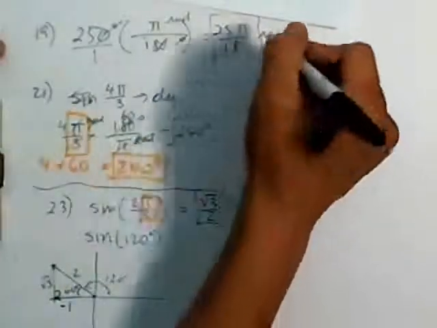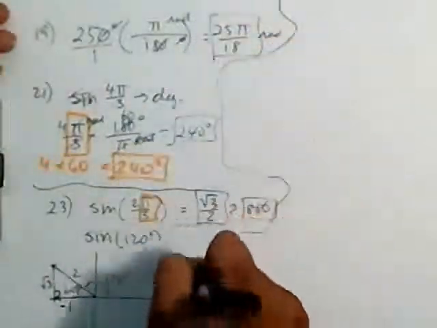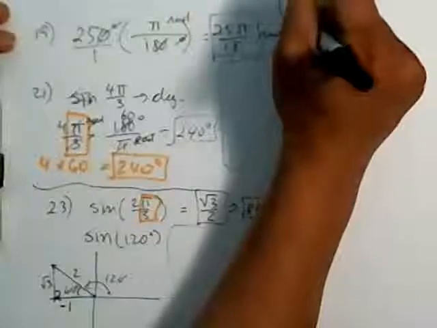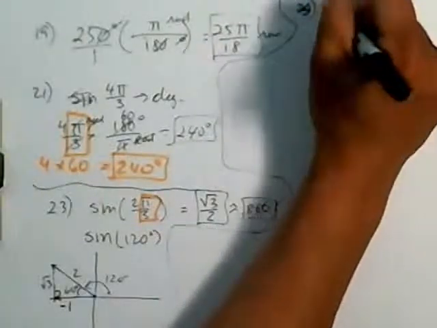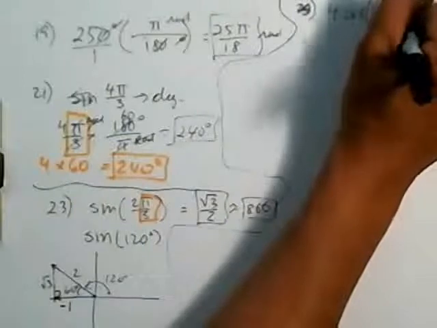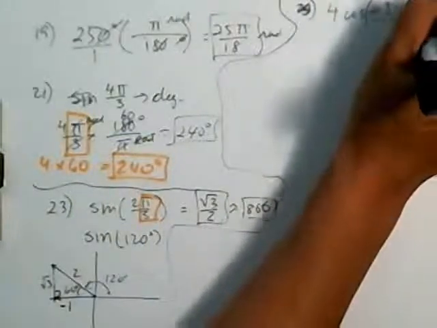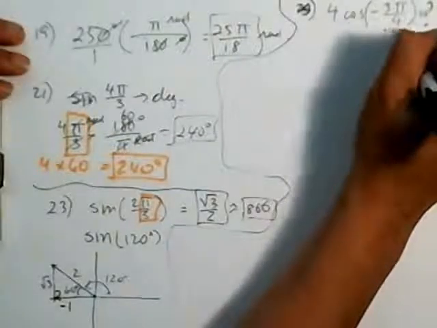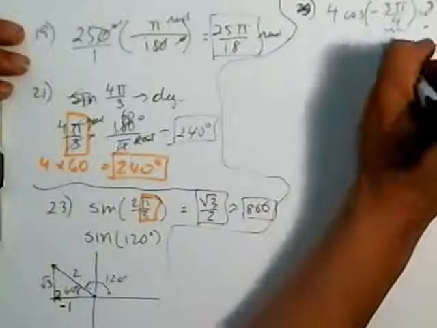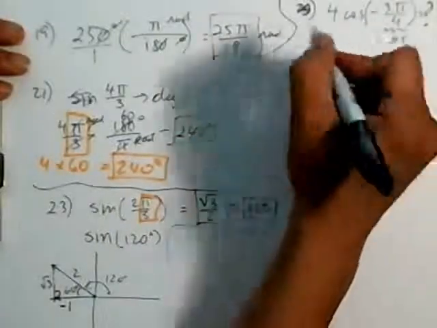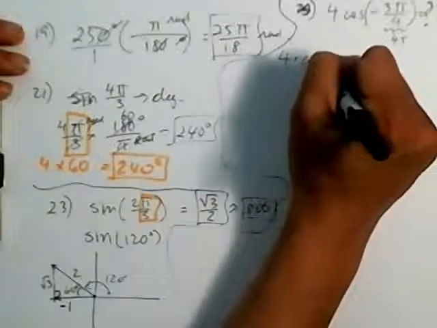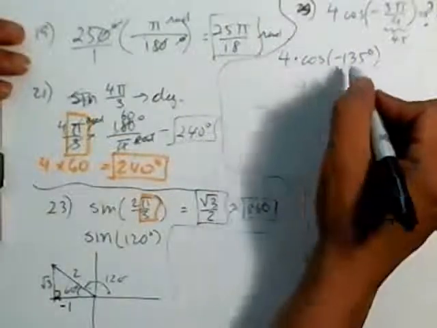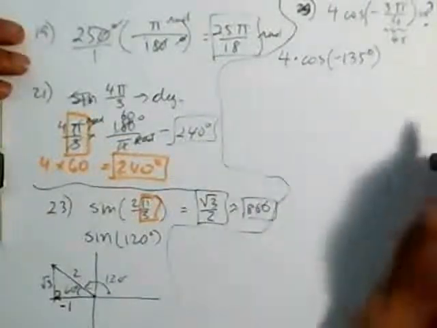Let's do number 25 now. Number 25 says the following. 4 cosine of negative 3 pi over 4. And we're trying to find out what that is. Okay? How do we figure out what that is? Well, we know that pi over 4 is 45, times 3 is 135. It's going to be 4 times the cosine of negative 135 degrees. That's the same thing as from radians to degrees.